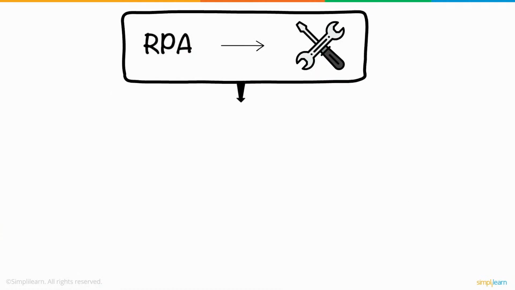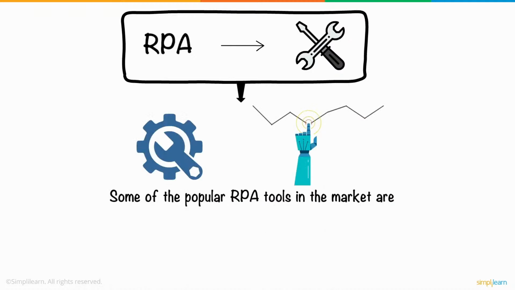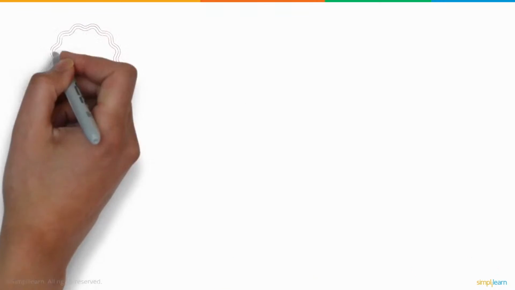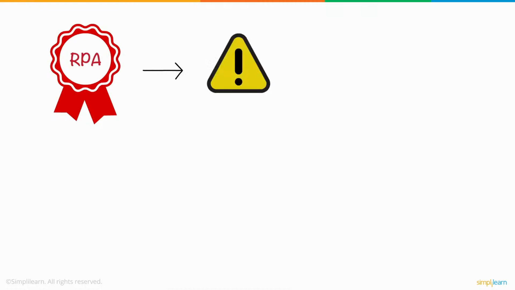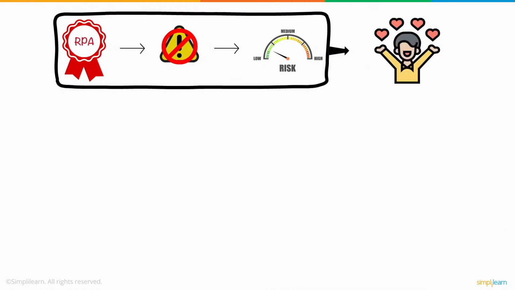To meet the objectives of RPA, tools are used. These RPA tools are software applications that can configure tasks and automate them. Some of the popular RPA tools in the market are UiPath, Automation Anywhere, Blue Prism, WorkFusion, Pega, and Redwood, among others. When it comes to quality, RPA ensures consistent, error-free output, leading to reduced operational risks. This, in turn, improves customer satisfaction.